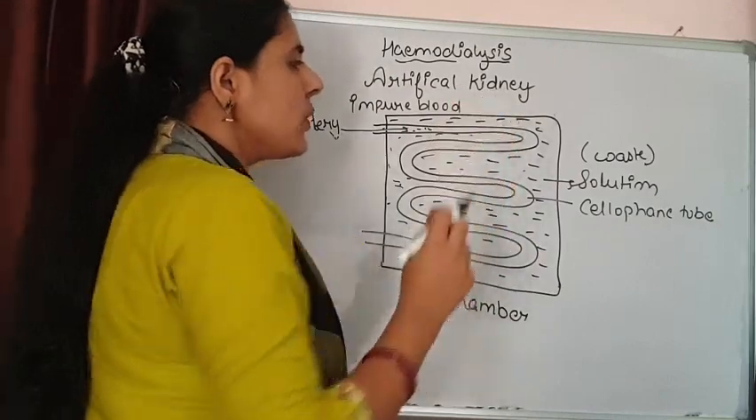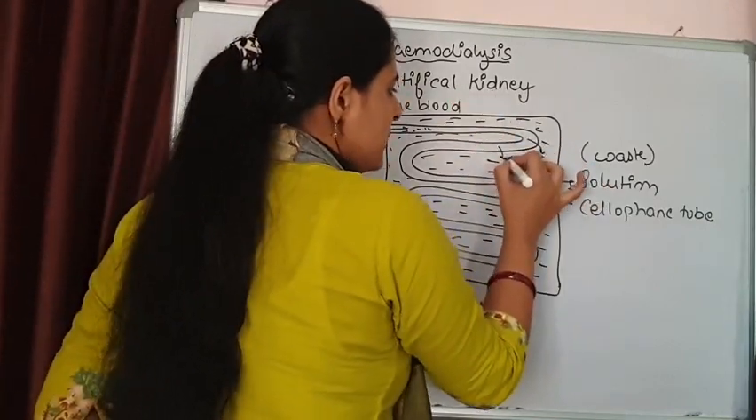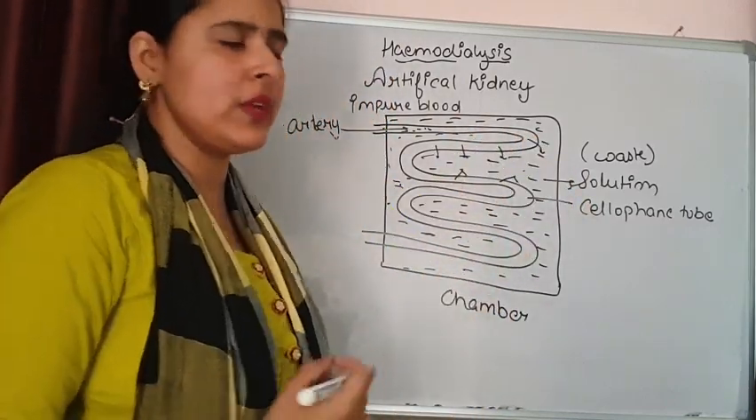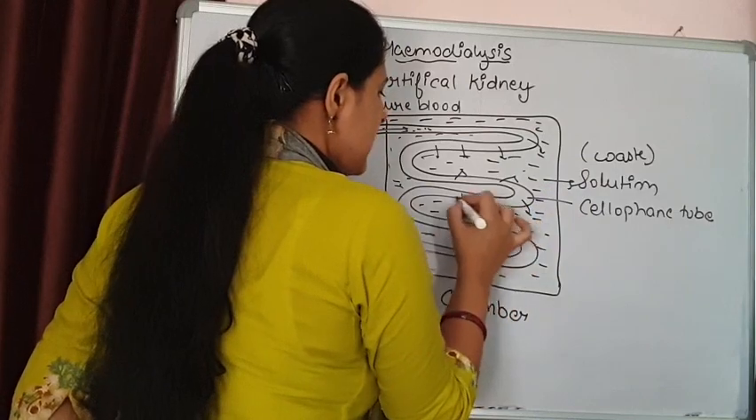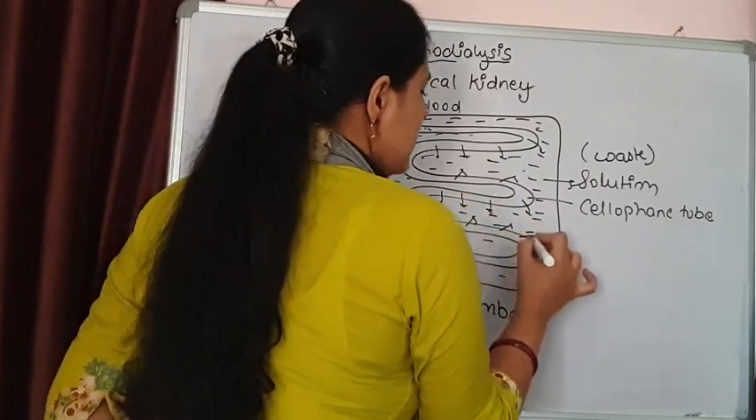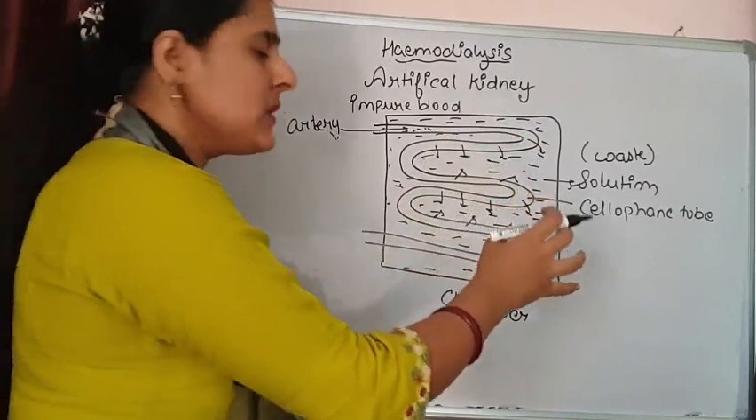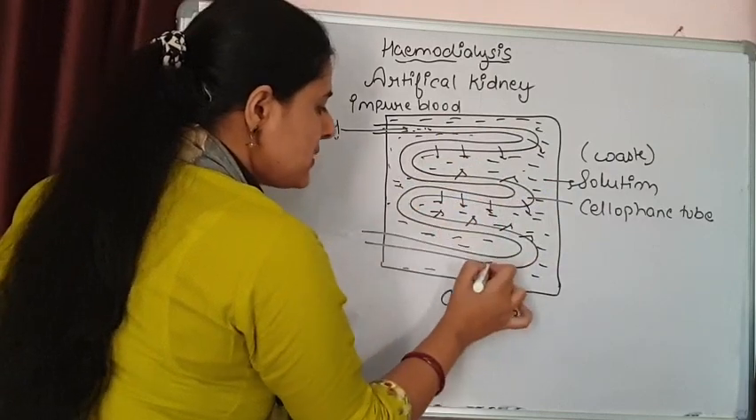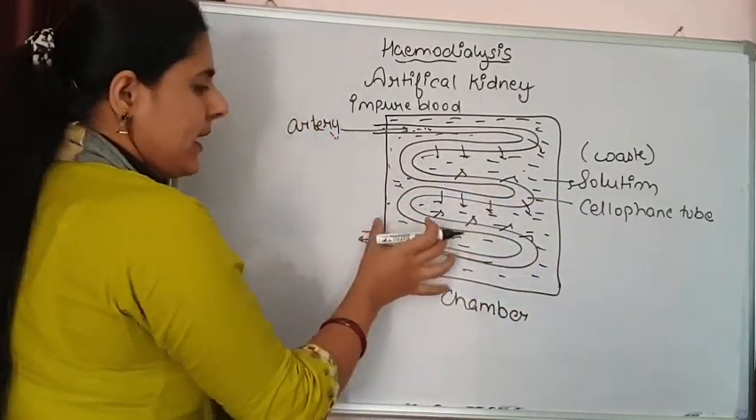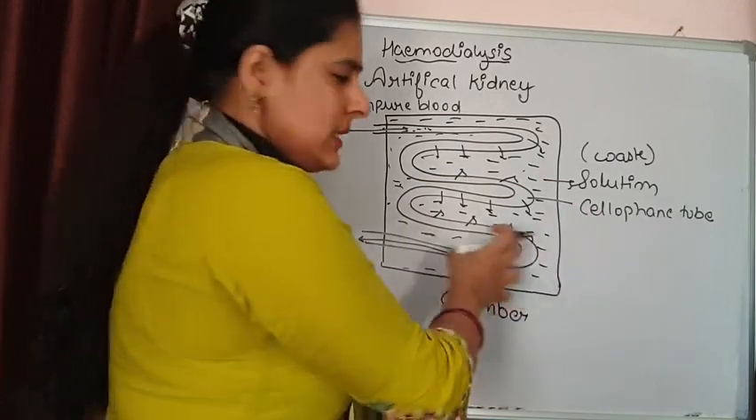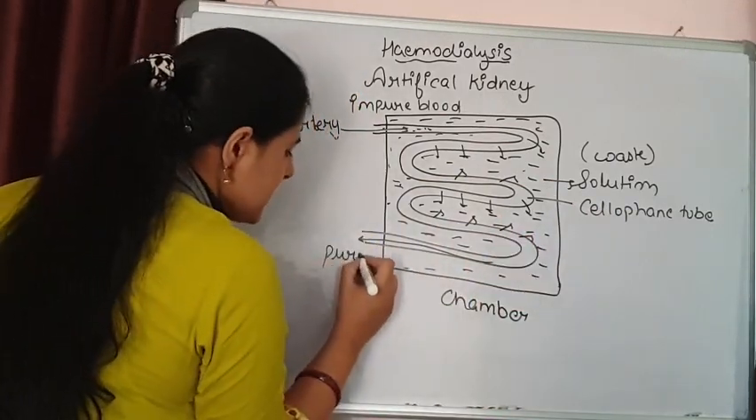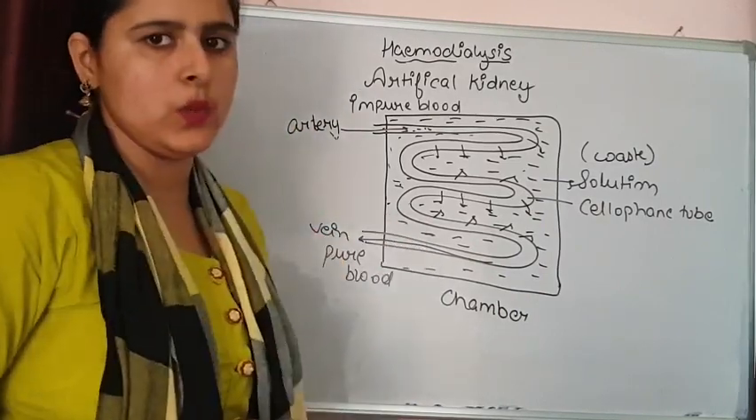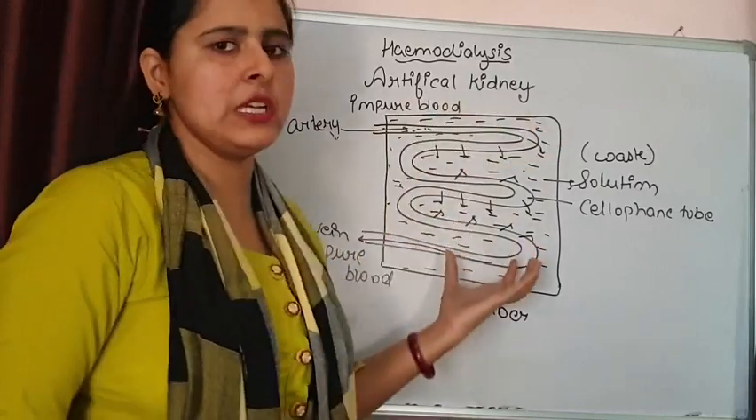So waste is going to move from its higher concentration to lower concentration. Inside the cellophane tube, the concentration of waste is more, and inside the solution, the concentration of waste is less. So all the waste from this cellophane tube is going to diffuse into the solution, and the blood is going to come out, having removed all the waste. Pure blood has come out, and this pure blood is transferred into the vein of the individual. This is how this dialysing machine is functioning.